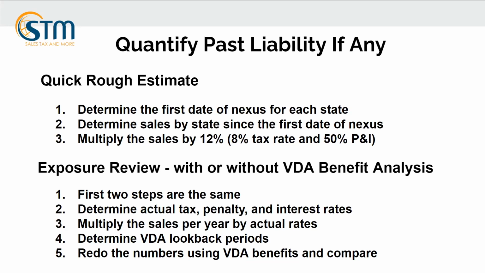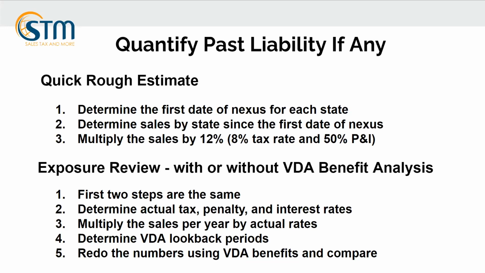So you first have to determine the first date of nexus for each state. And then you're going to determine the sales by state since that first day of nexus, and then multiply it by that 12%. It's not meant to be an exact number. It's just meant to be a ballpark figure to help you decide to get registered going forward.